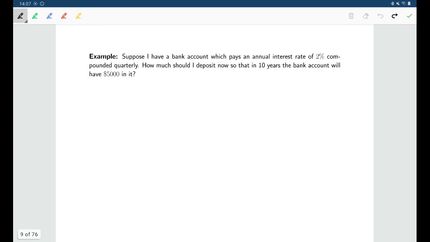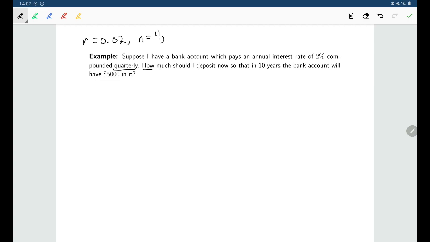Okay, so one more here. We've got a bank account and it pays an annual interest rate of 2%. So we already know that R is 0.02. It's compounded quarterly, so we know that N is 4.